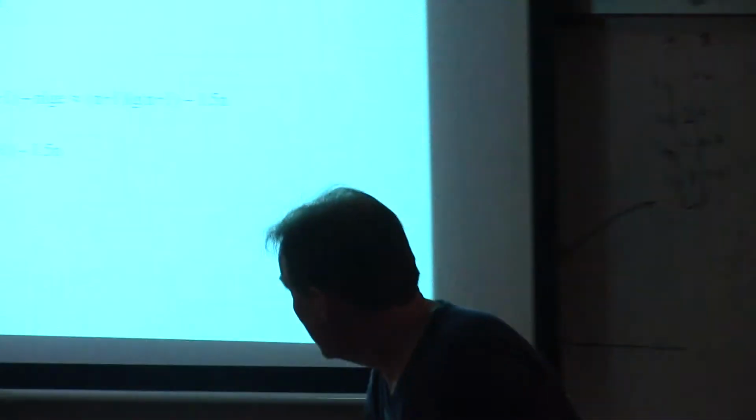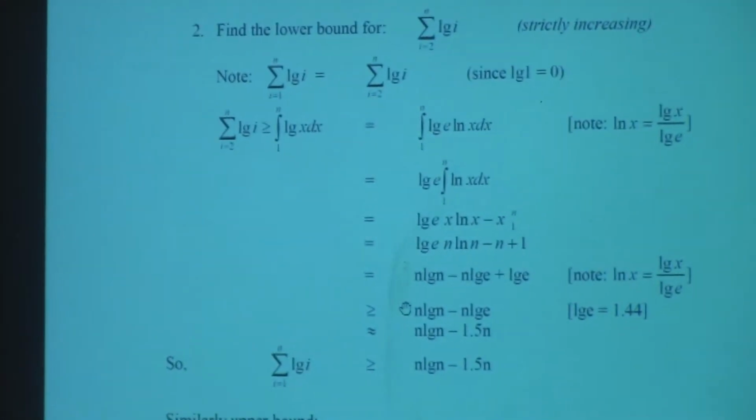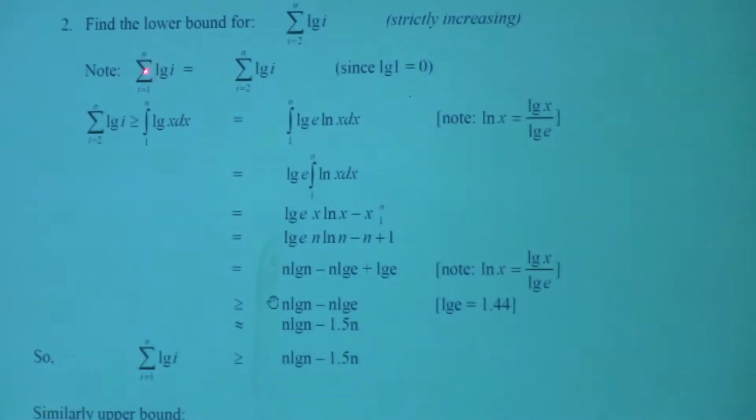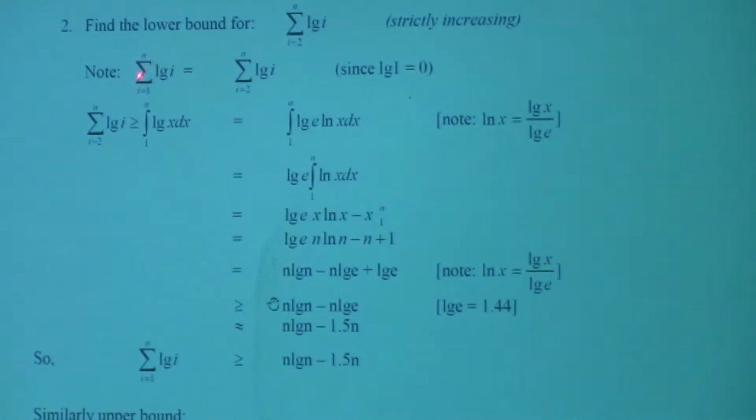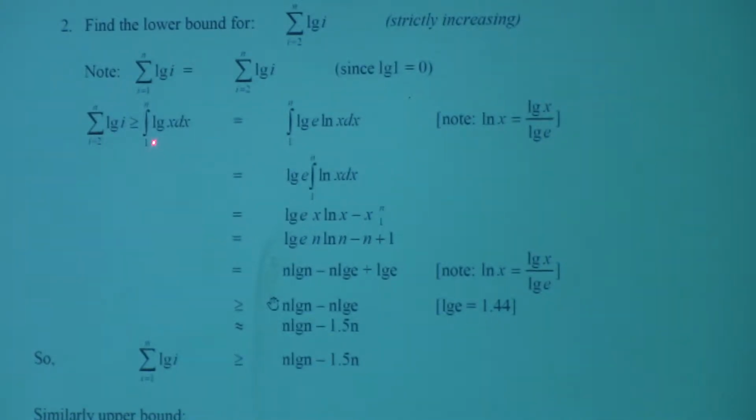All right, so let's see what we have. Keep in mind there is no closed form for this, so this is what we really want. Notice that the sum of lg i from 1 to n is the same as from 2 to n, because lg of 1 is 0. So for the sum of lg i from 2 to n, we're going to back it up. The 2 gets backed up to a 1, and we leave the upper index the same. And we want the integral of lg x dx.